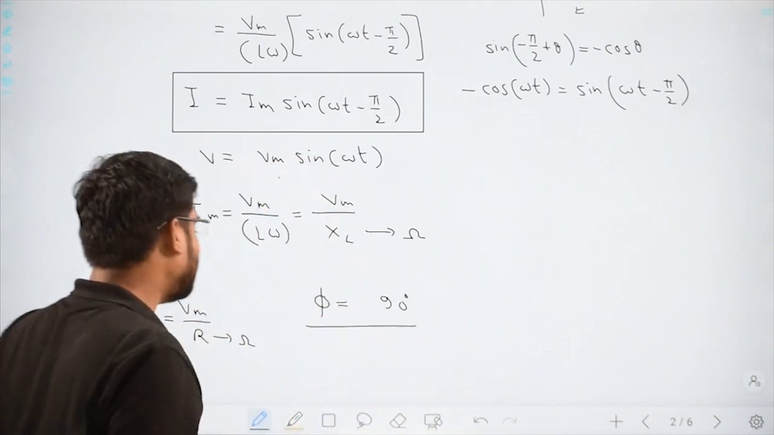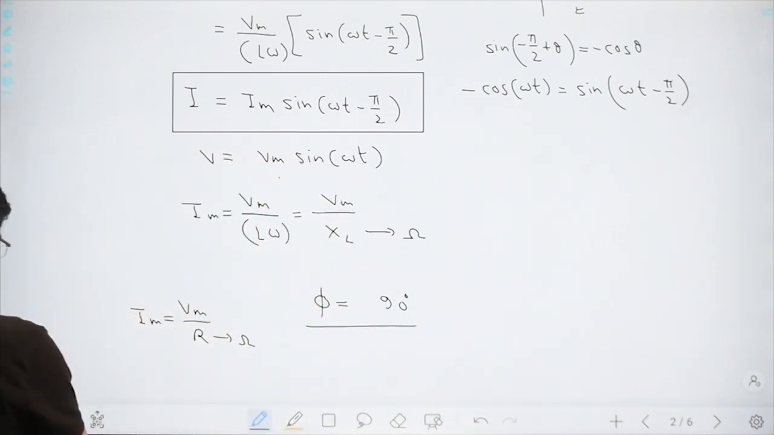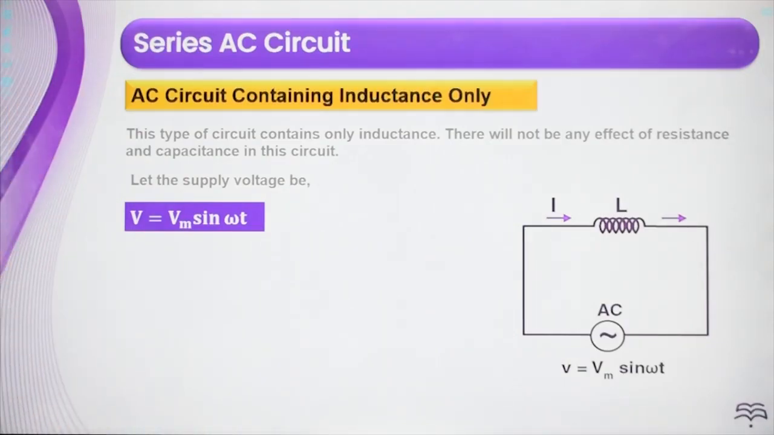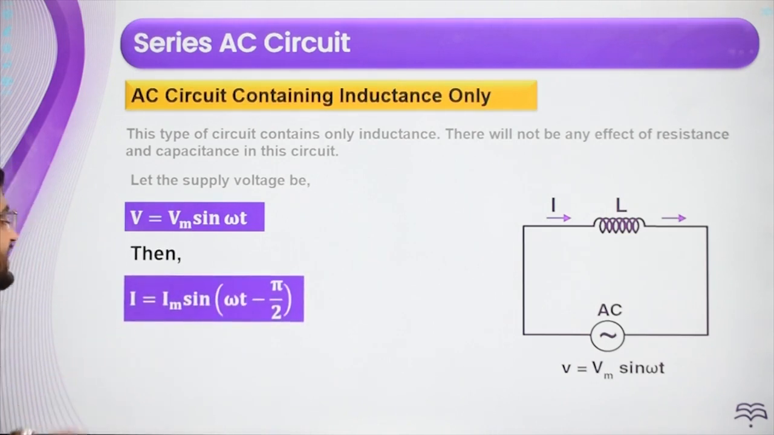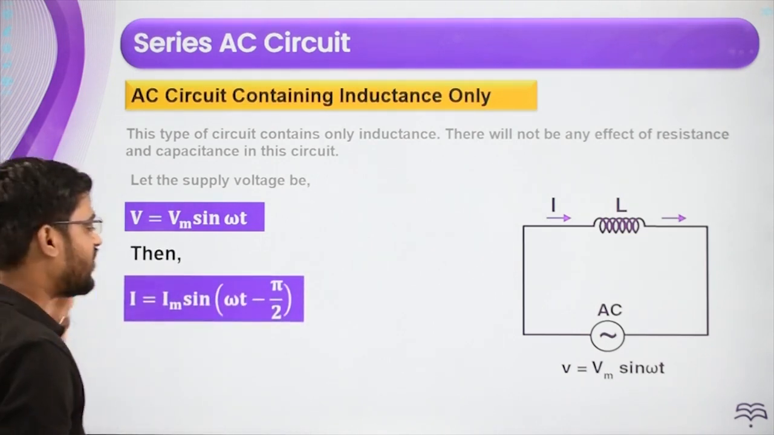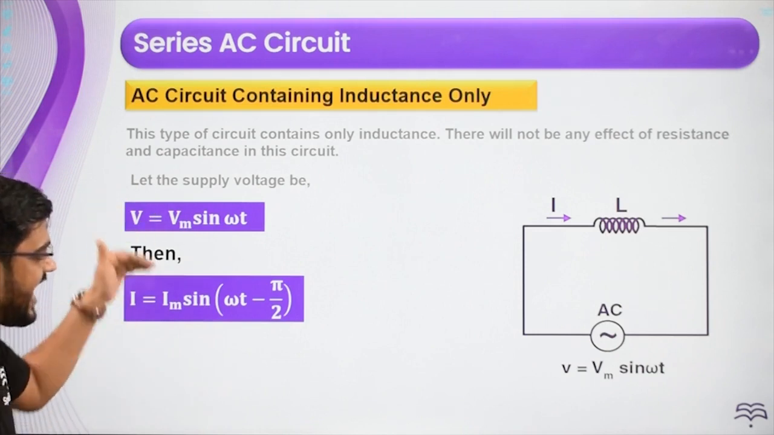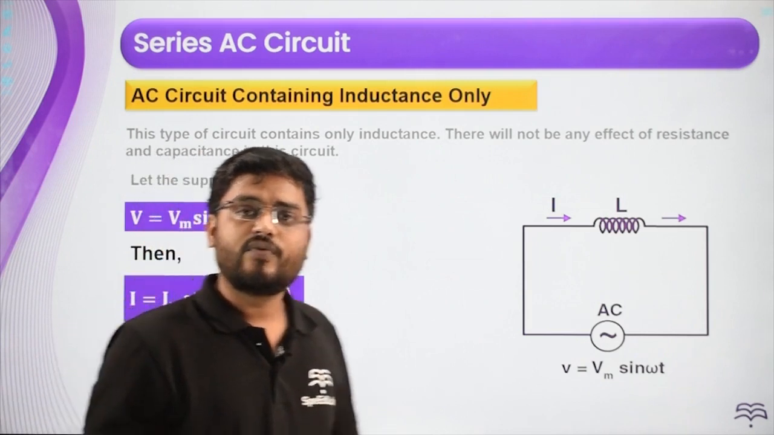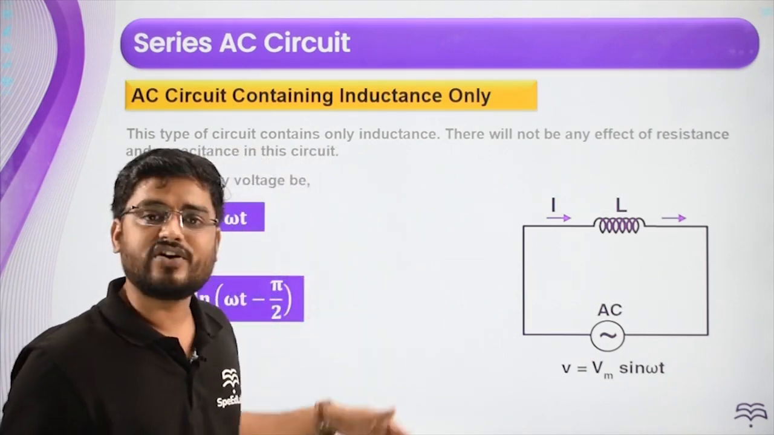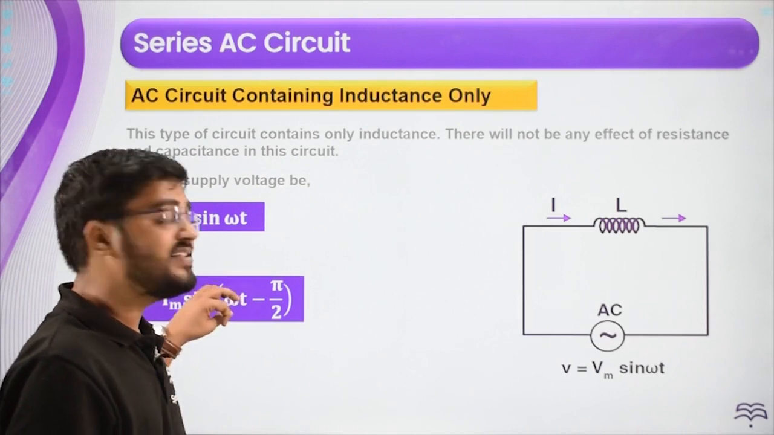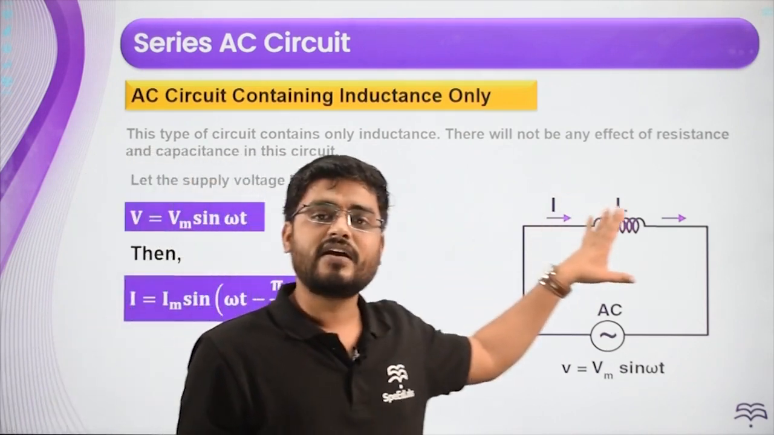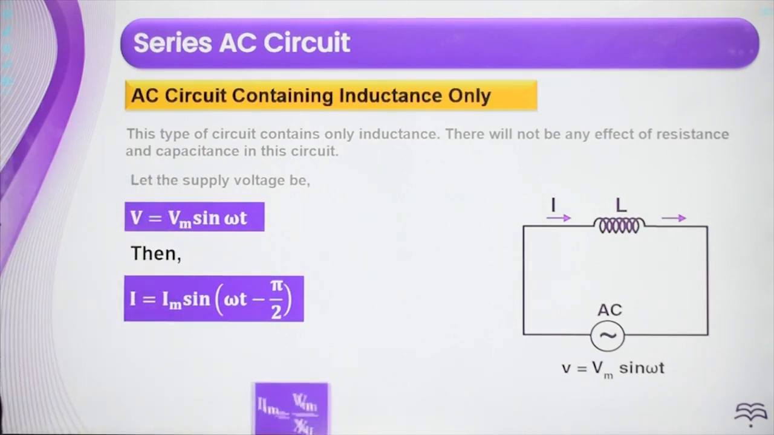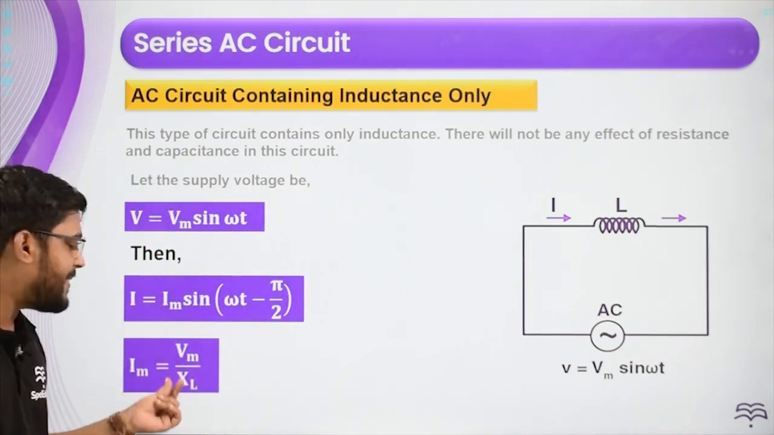So let us just recollect all these things. This was the expression for V, and for current we got this expression, and as all of us can see, current is lagging, or alternatively voltage is leading. You just remember one thing: current is always on the x-axis in the phasor diagram. So we will say voltage leads when an inductor is there. It leads by an amount of 90 degrees. And what is Im? Im is nothing but Vm by XL.